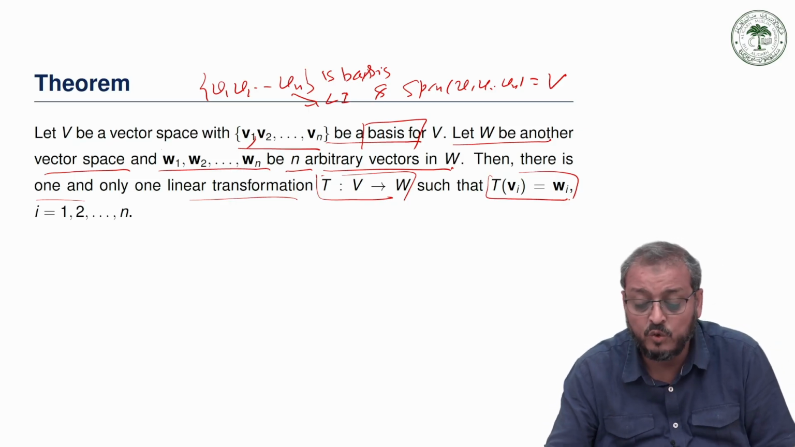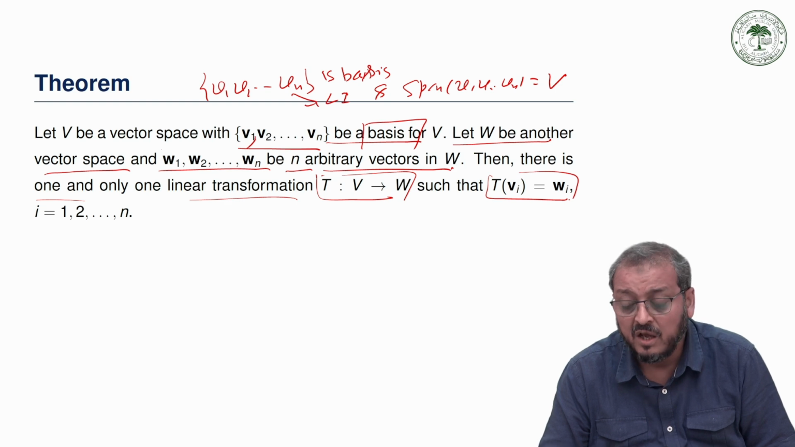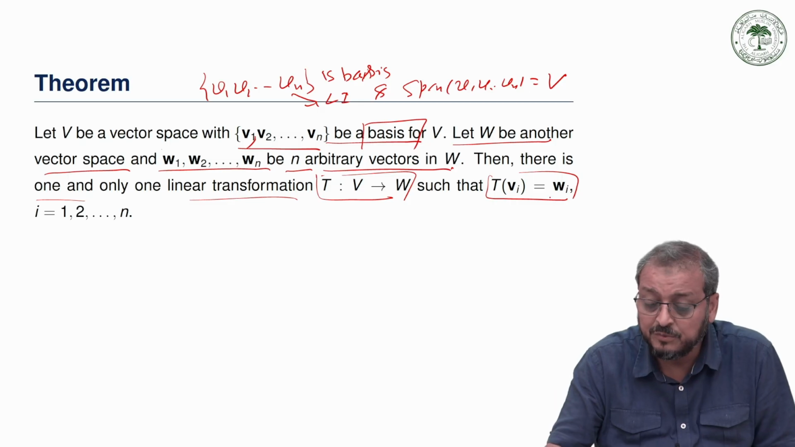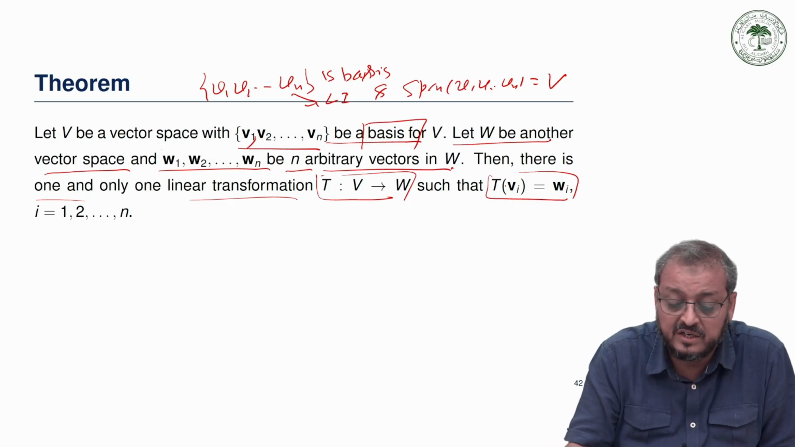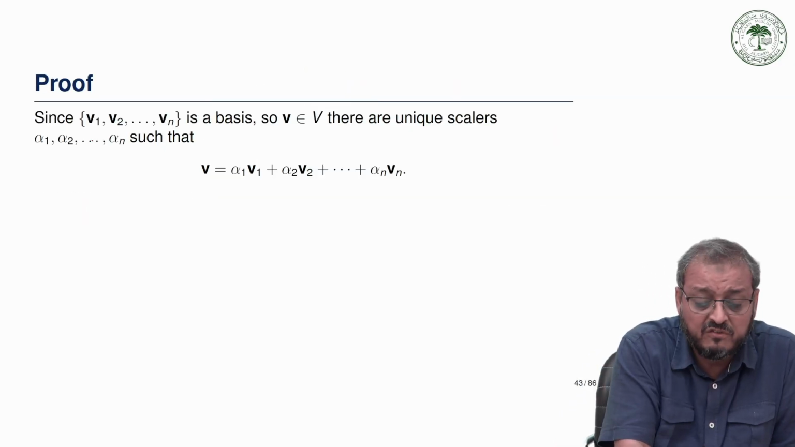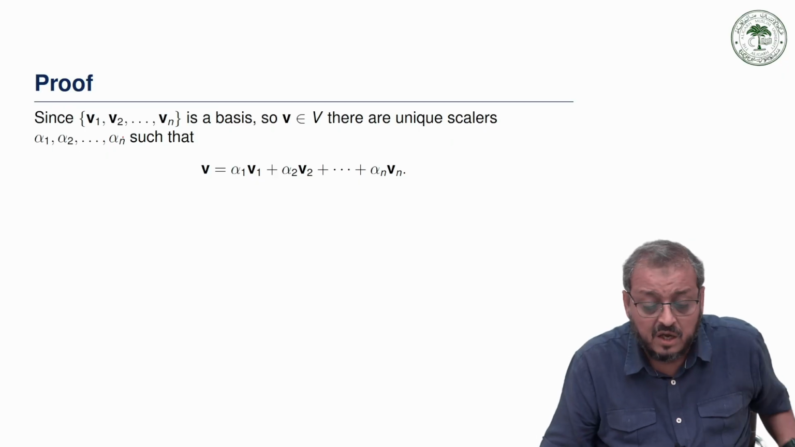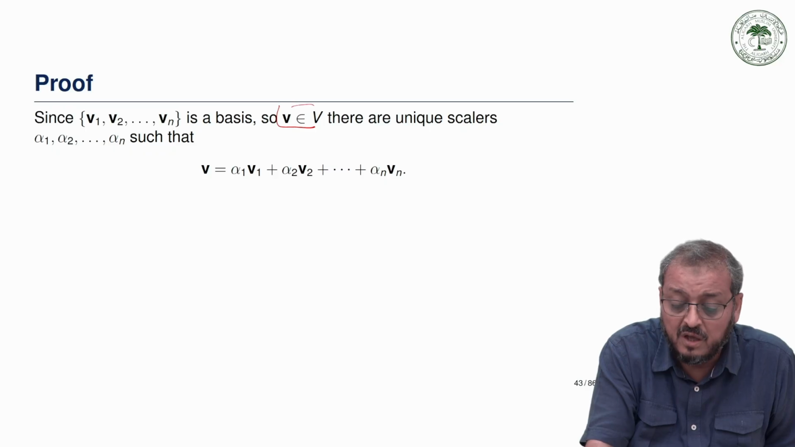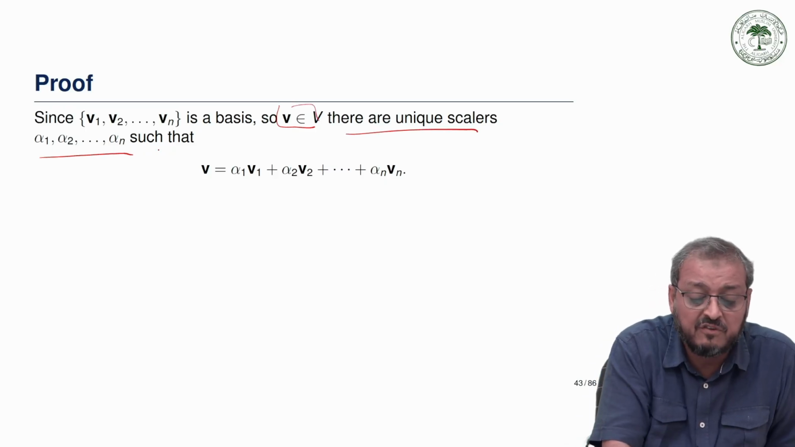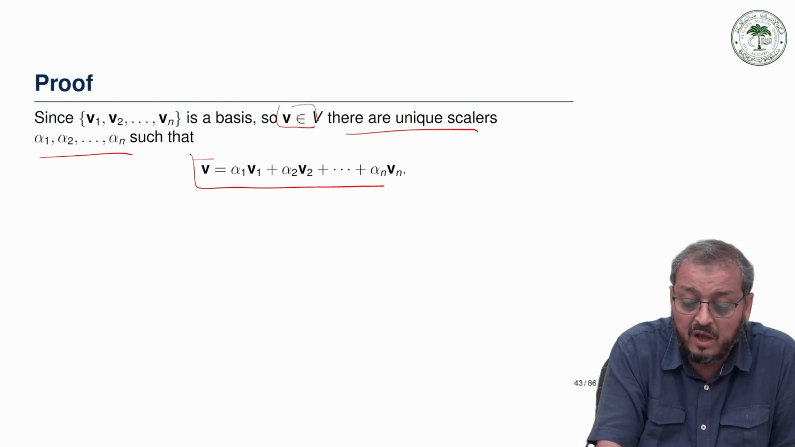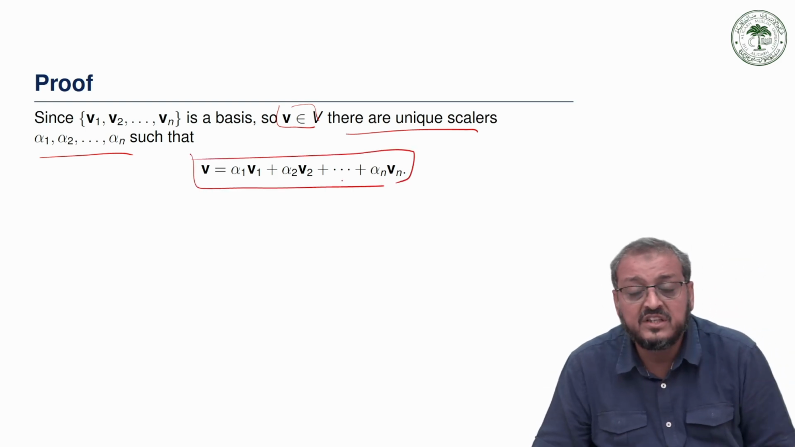So this means a unique linear transformation exists where T of Vi is equal to Wi. We can find a linear transformation which is unique. So we start with V1, V2, up to Vn being a basis. Basis means that for any vector V belonging to V, there are unique scalars alpha 1, alpha 2, up to alpha n such that V can be written in this form. Now we first show that this representation is unique.